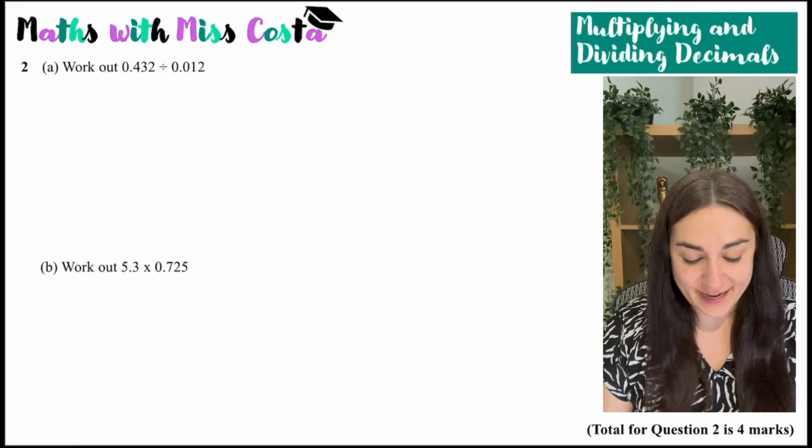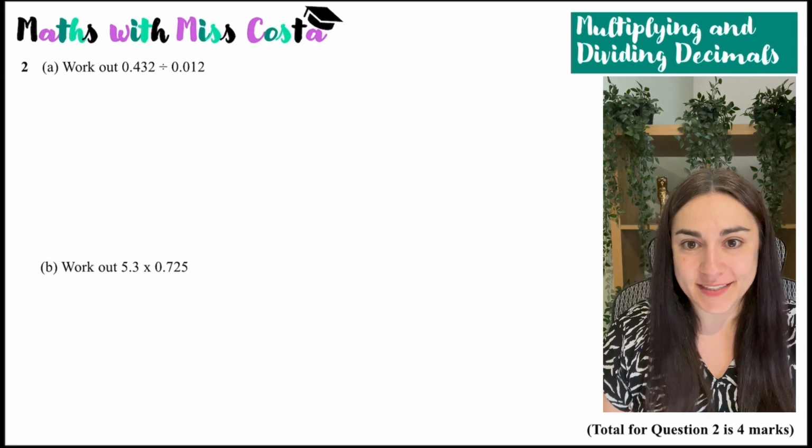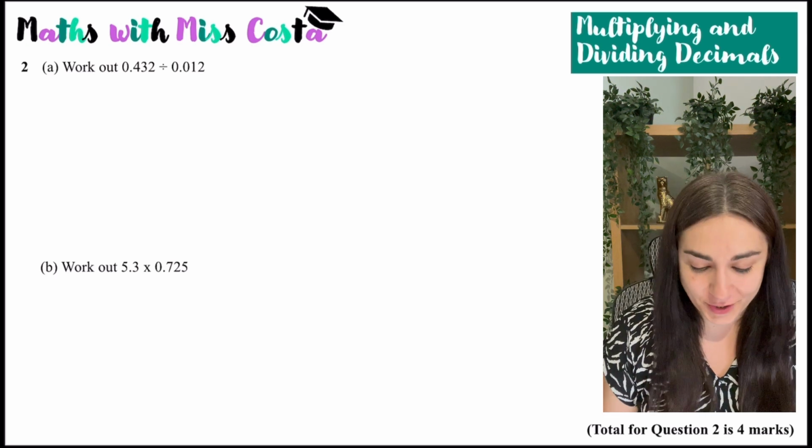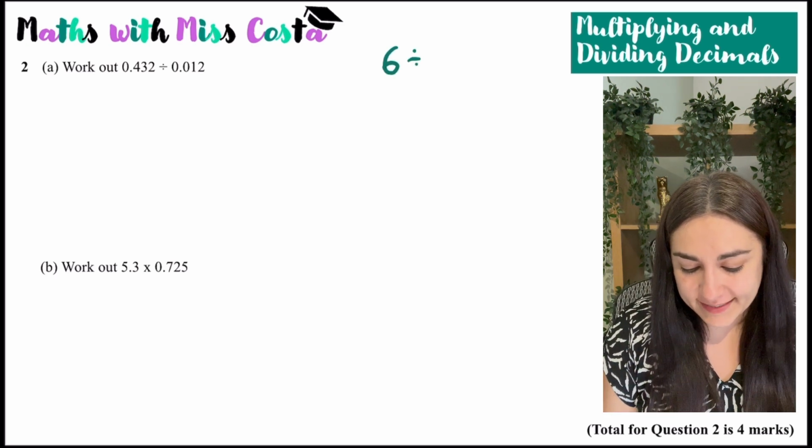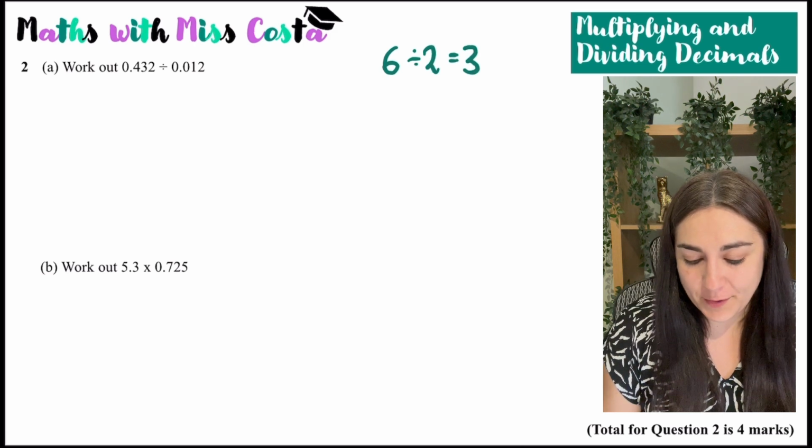Okay, the next thing I have is multiplication and division with decimals. Now there's a really cool division fact that you should know, and that is, if I had a simple number like 6 divided by 2, that would give me 3.